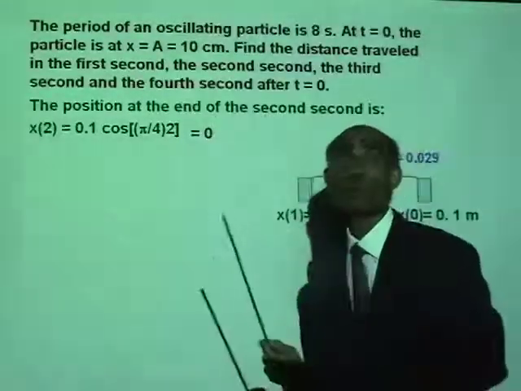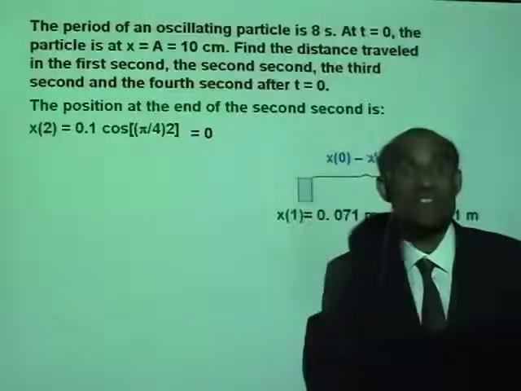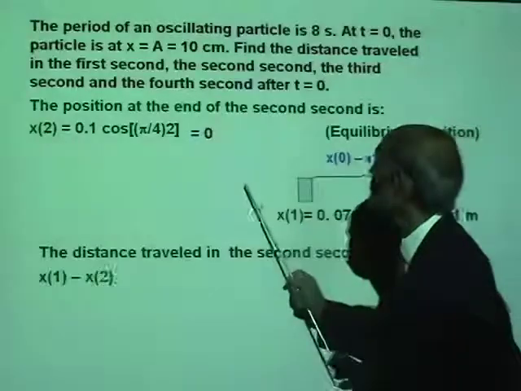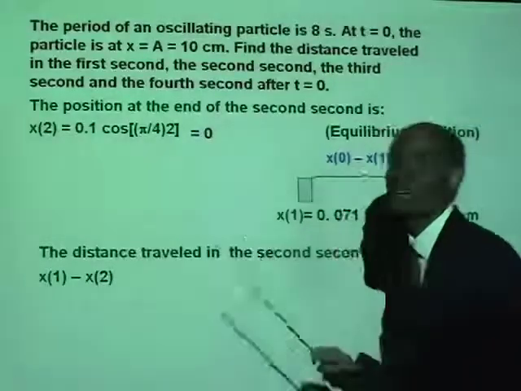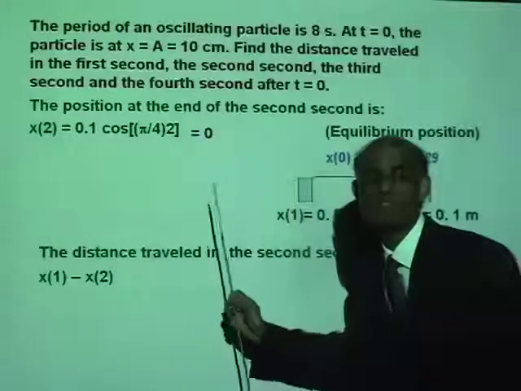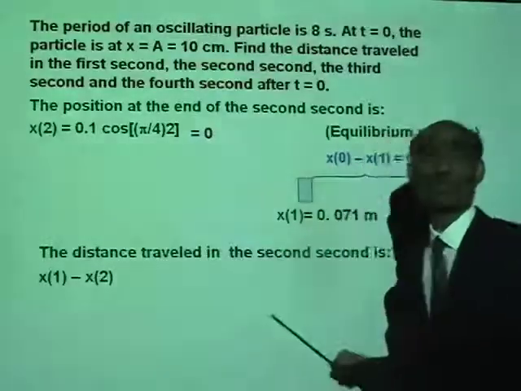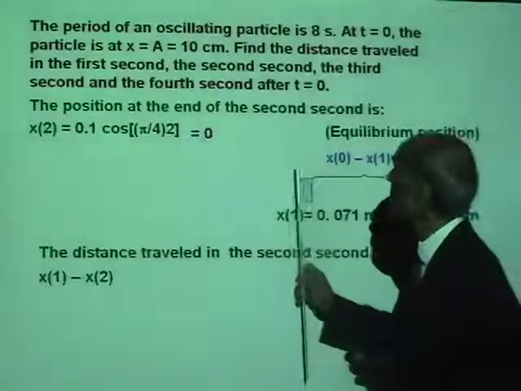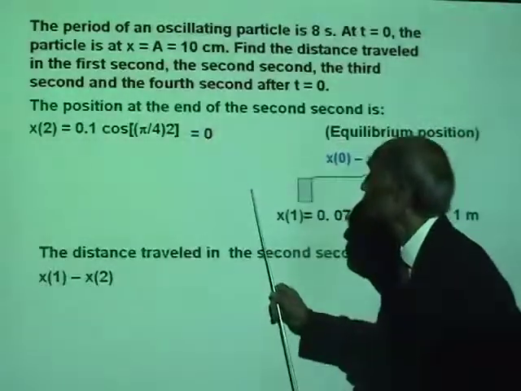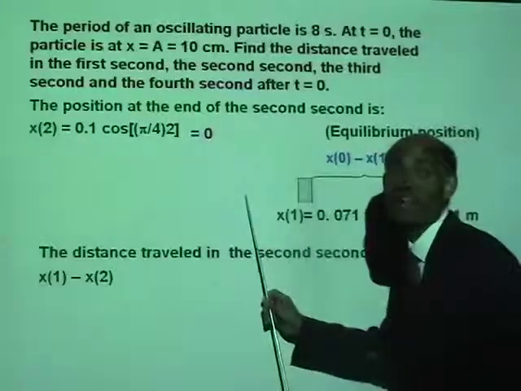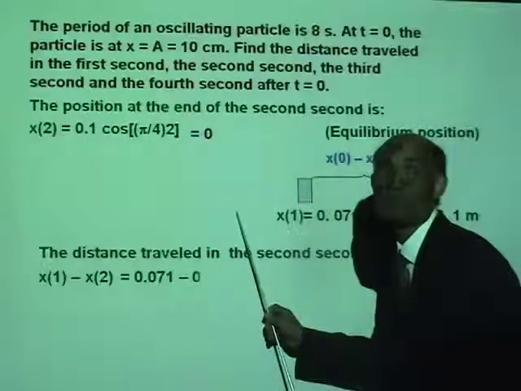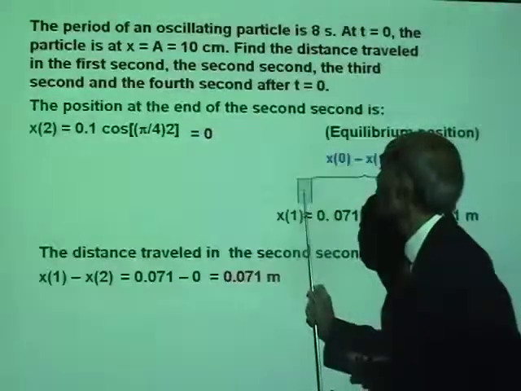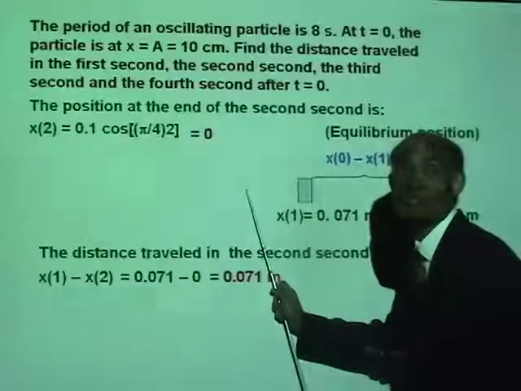That is 0. So at the end of the second second, the object has come back to x equal to 0, somewhere here. I think I've got my animations messed up, so it's going to come a little disorderly. The distance traveled in the second second will be x1 minus x2, because it is at this point at the end of the second second. Then the distance traveled will be this position minus that position.